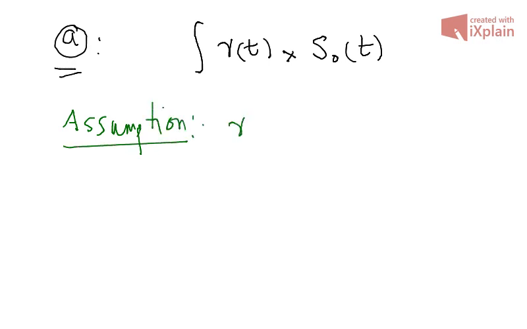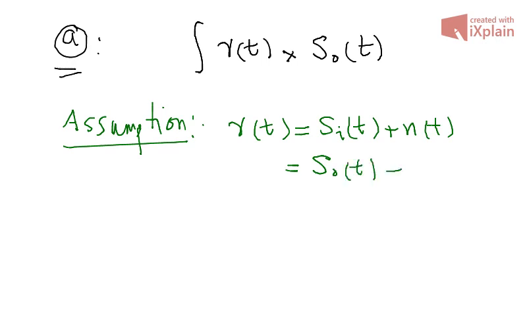Suppose our received signal, which is Si of t plus n of t, is actually equal to S0 of t plus n of t. Suppose our received signal is actually equal to this one, which means that the transmitter has transmitted S0 of t. This is our assumption, that the transmitter has transmitted S0 of t.